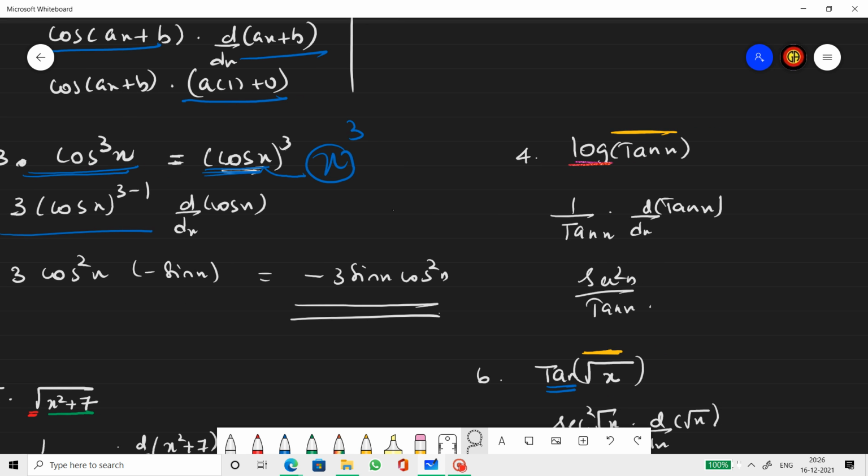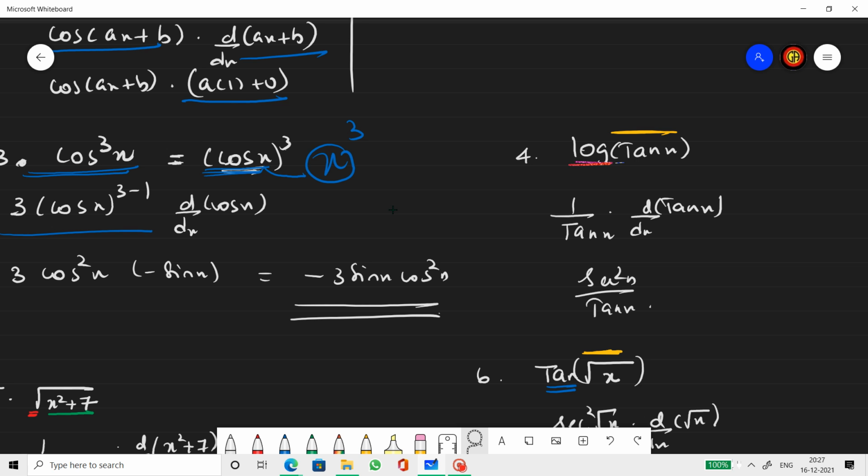Fourth question. Log of tan x. We know how to differentiate log x, but instead of x, we have tan x here. So to differentiate log, it is 1 by anything. So it's 1 by tan x. And differentiation of tan x is secant square x. So the final answer is secant square x by tan x.